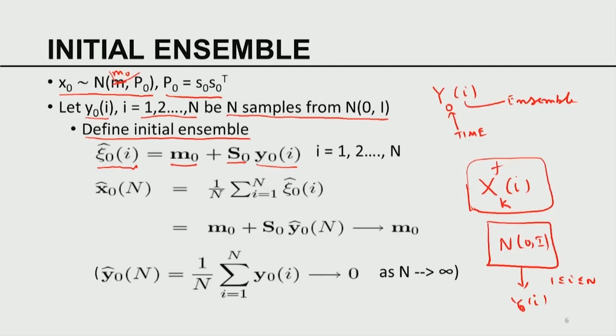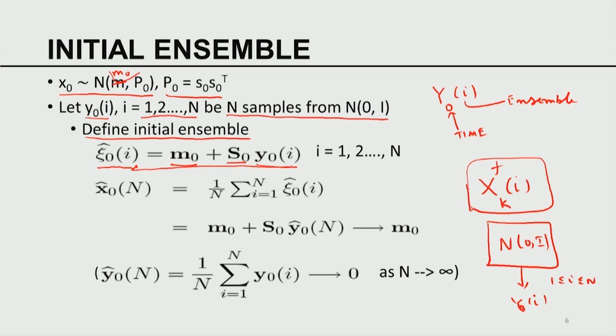S naught is the Cholesky factor of P naught, y naught i is the ith member of the ensemble from the standard normal, m naught is the mean. So, I have now created N samples. Now, look at this. It could be very expensive to create the samples, because I am going to be dealing with a million dimensional system perhaps.